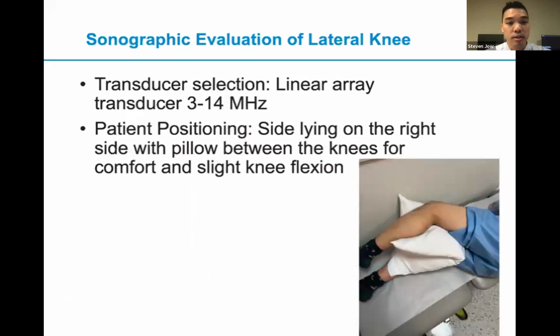The transducer that we selected was a linear array transducer. And these are pictures of myself and my co-fellow positioning ourselves. So the way we positioned the patient was side lying on her right side with a pillow between the knees. This helps with some comfort as well as some slight knee flexion, and also allows her symptomatic knee to be in a slightly varus position, which, I'll talk about later on, can optimize some of our images. Alternatively, we could have the patient supine with the leg internally rotated.